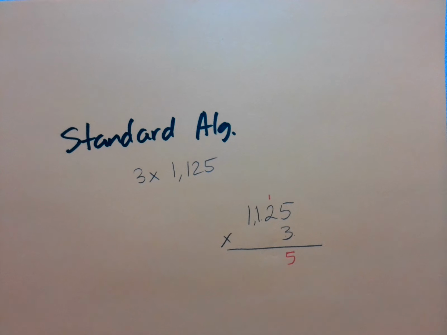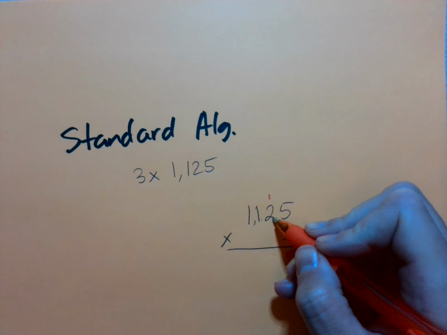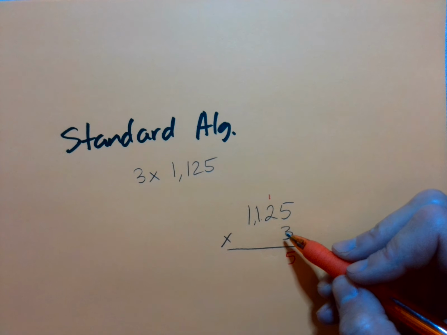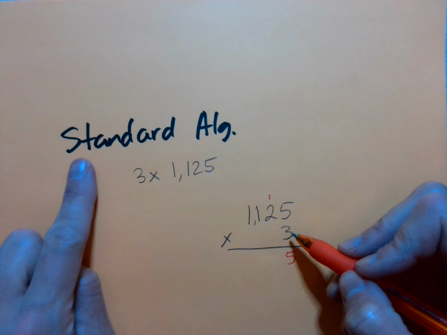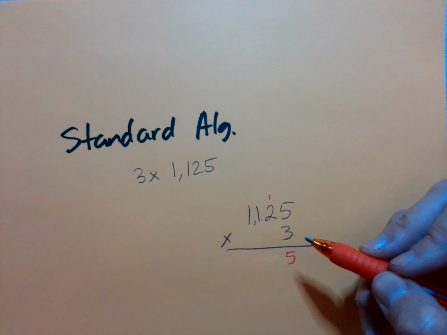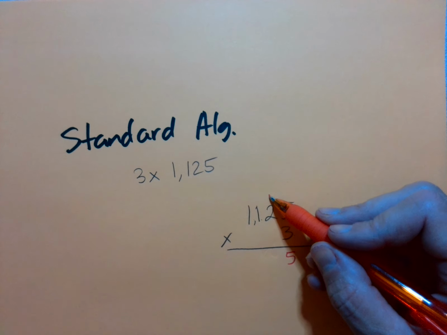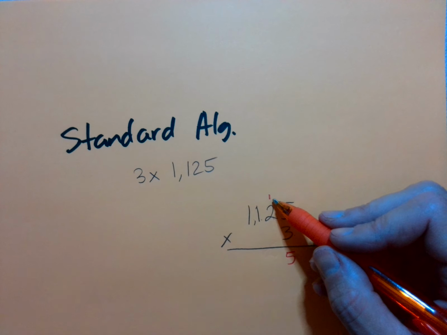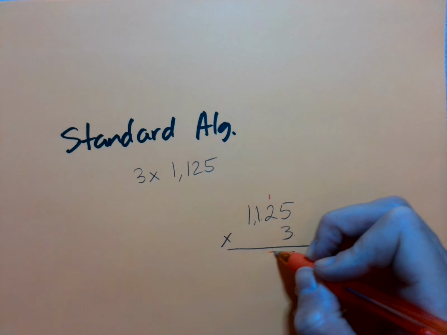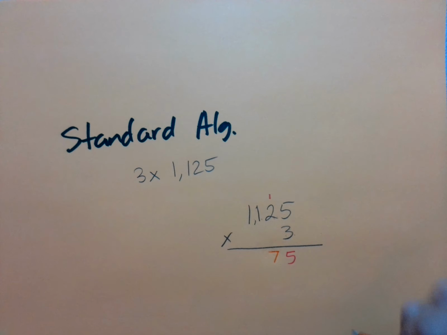So now I'm going to do the 3 times the 2. Now, before we thought of it as a 3 times 20, but with standard algorithm, we can look at it as just an individual digit. 3 times 2 is 6. Now, we still have this 1 to consider, so we're going to add those together. So 3 times 2 is 6 plus 1 is 7. Okay, so we now have our 7 there. Nothing carried because it was just one digit.